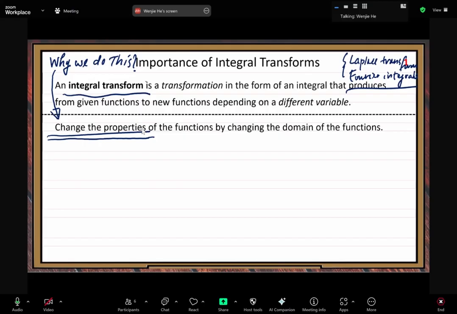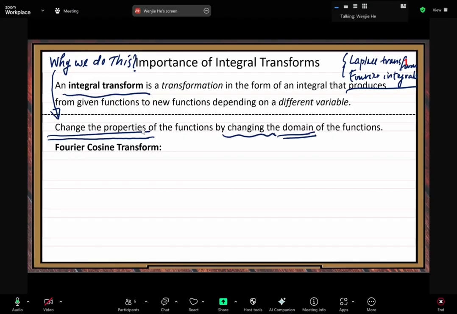Change the properties of the functions by changing the domain. Here is another concept we need: the domain concept. We change the domain. Another important change is that the domain is changed. What do you mean when you change the domain? This is another important understanding we need of the functions. When I show you an example, then I will explain this domain concept.